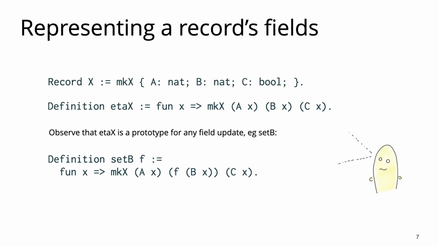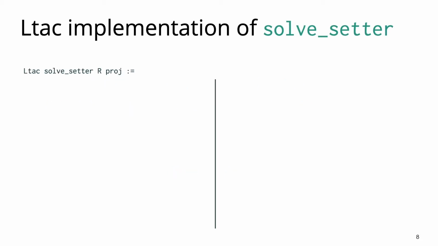First, we have to represent the record's fields. The way that I do that in the library is with this Ada expansion, which is equivalent to the identity function, but implements the identity function by deconstructing the record into its fields and then reconstructing it from those components. If we look at AdaX, we can observe that it's a prototype for some particular field update set B. The only difference is that set B does something different in the B field. All the other fields are preserved.